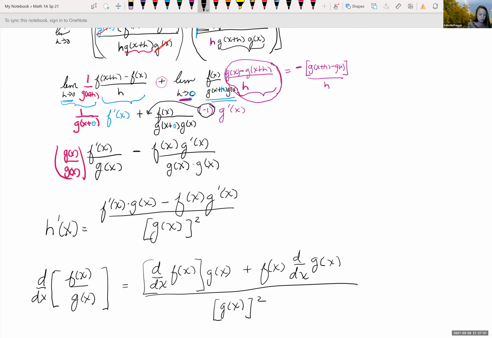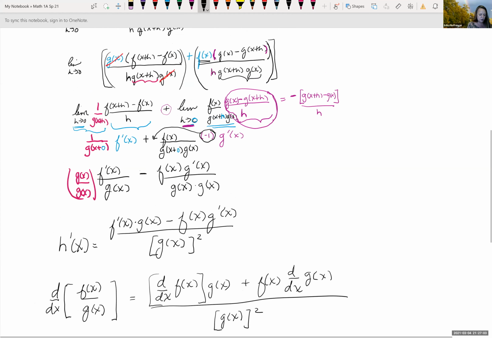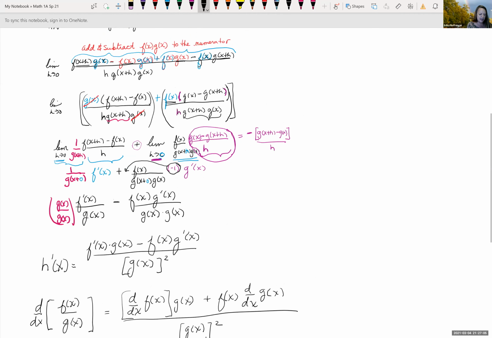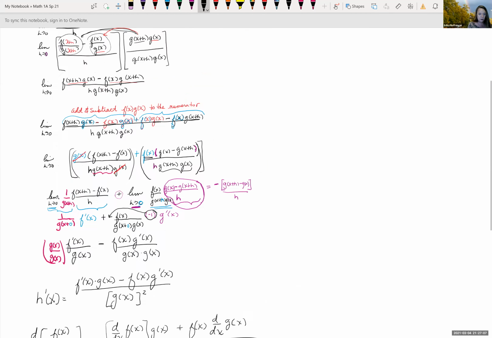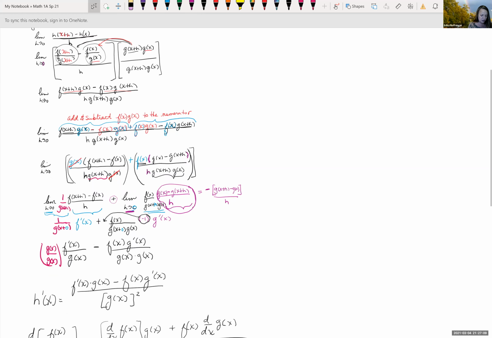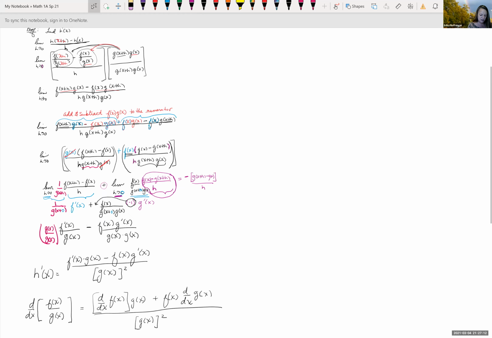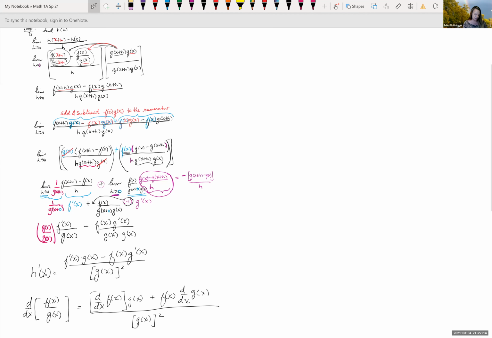Okay, so we just proved the quotient rule. So if I have a function where I have a polynomial divided by a polynomial, or it doesn't actually have to be a polynomial over a polynomial, a function divided by a function, when we take the derivative, we need to use this rule.